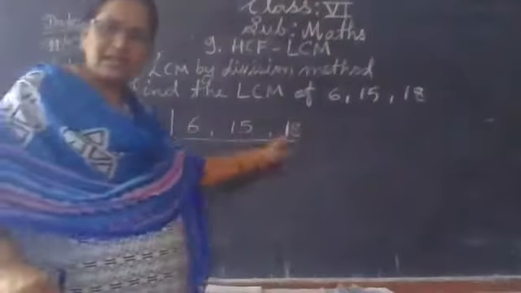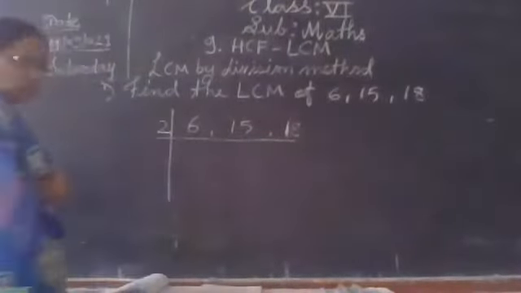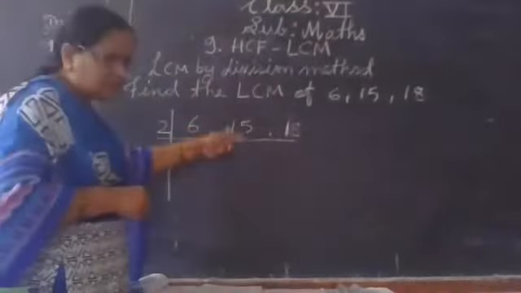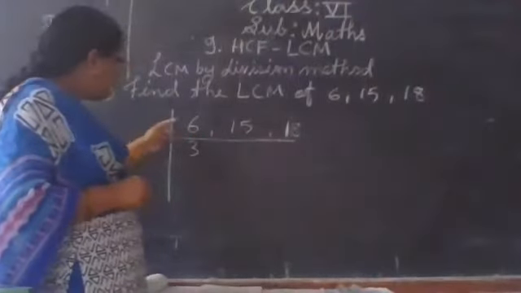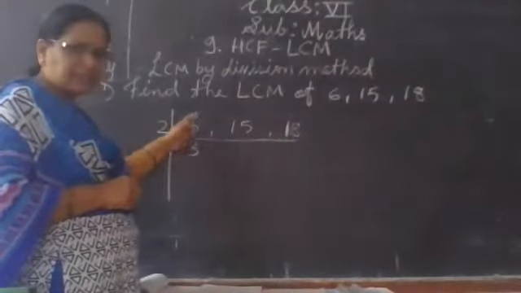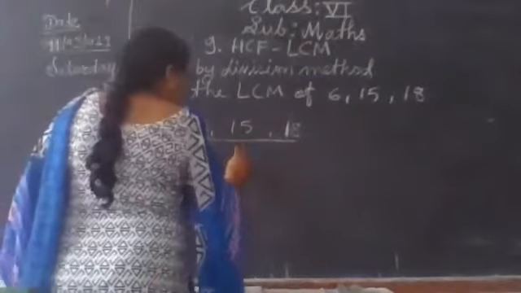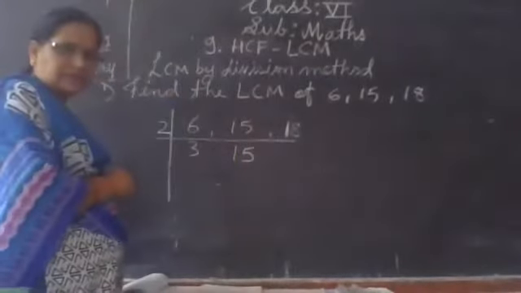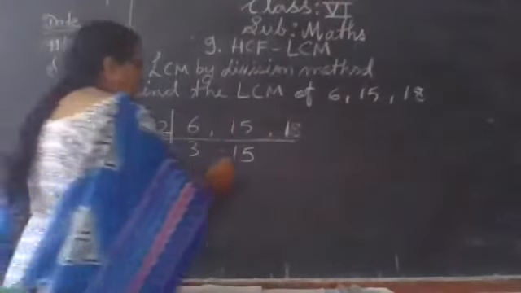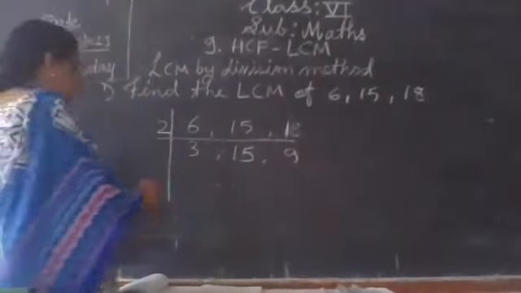See, 6 and 18 are even numbers, so we will start with 2. 2 threes are 6. 15 is not divisible by 2, so write 15 as it is. 18 divided by 2 is 9.